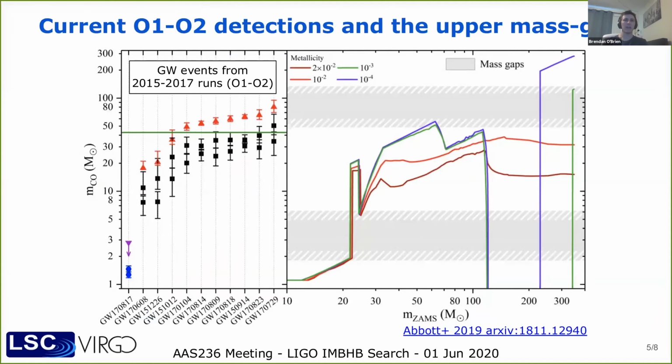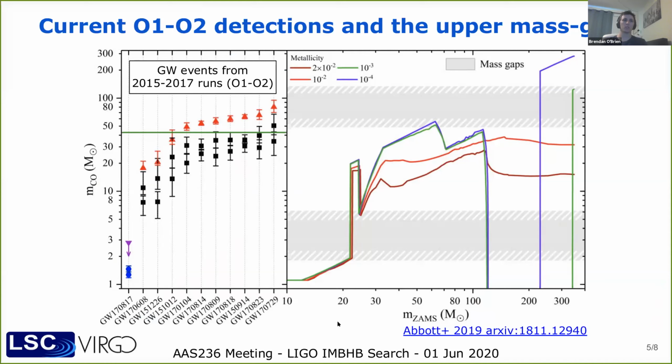Now, the main astrophysical reason that IMBHs are interesting is because they're too massive to form directly from typical stellar evolution. On the left, I show the component masses for all of the O1 and O2 LIGO detections, and the component masses are shown in black, and the final mass of the remnant black hole is shown in red.